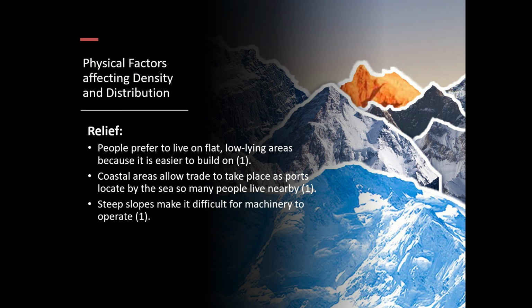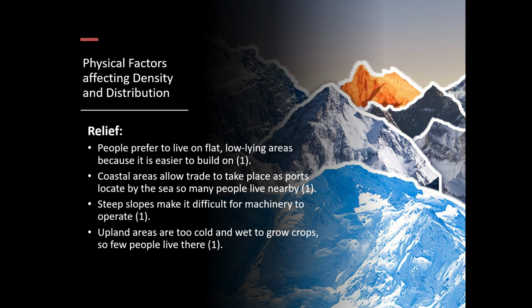As I've mentioned, steep slopes make it difficult for machinery to operate. This is an extension of the first bullet point. But also it would make agriculture impossible. And upland, that means mountainous, areas tend to be too cold and wet to grow crops, so therefore few people live there. So there's a few interrelated points there, but I think that coastal one really sits apart as an easy to remember and distinct idea that would be quite easy to revise.